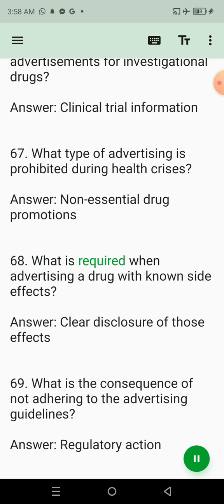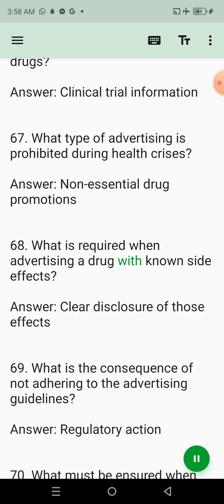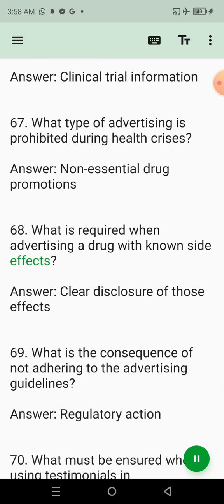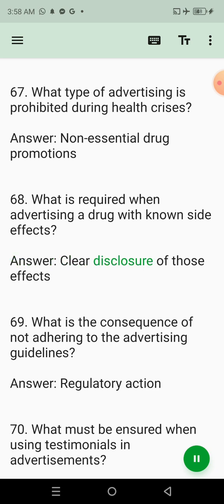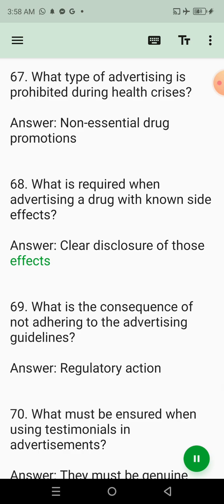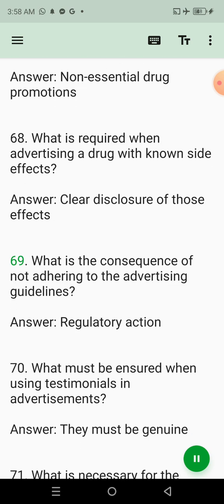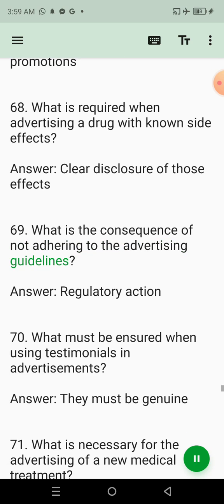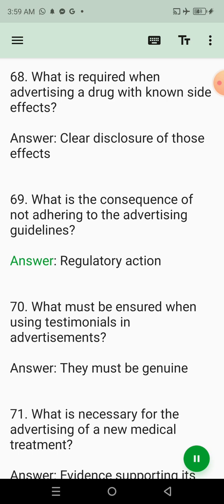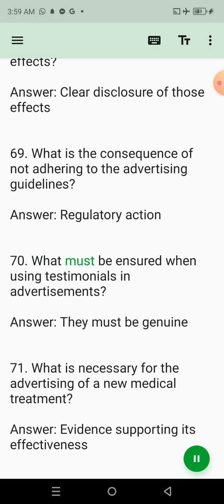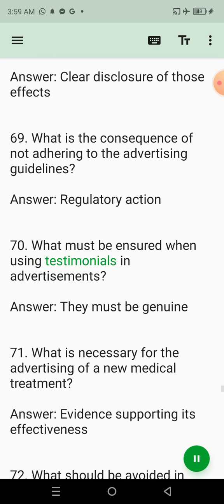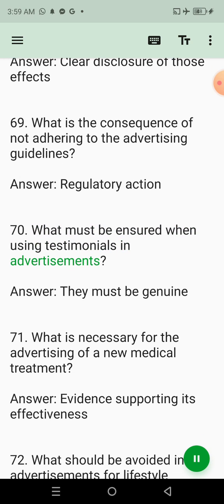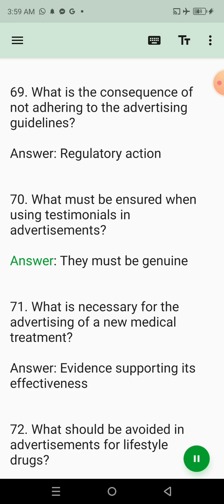68. What is required when advertising a drug with known side effects? Answer. Clear disclosure of those effects. 69. What is the consequence of not adhering to the advertising guidelines? Answer. Regulatory action. 70. What must be ensured when using testimonials in advertisements? Answer. They must be genuine.